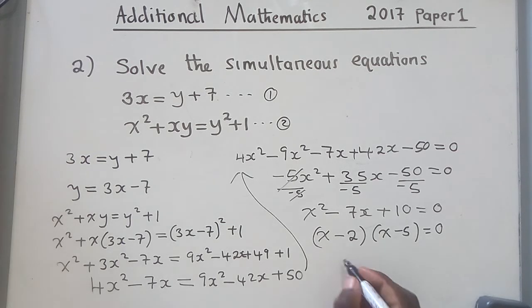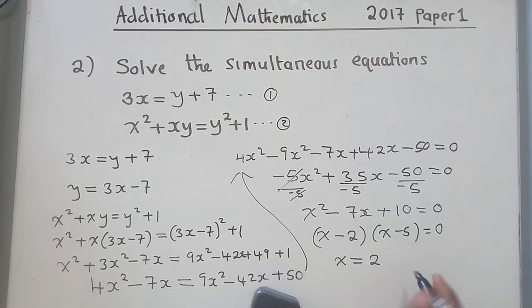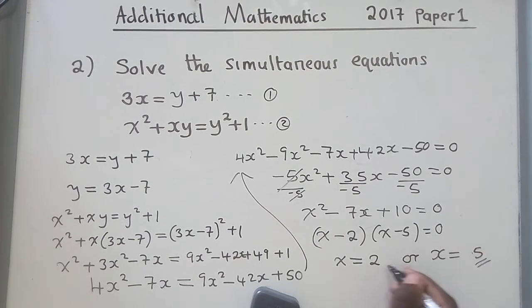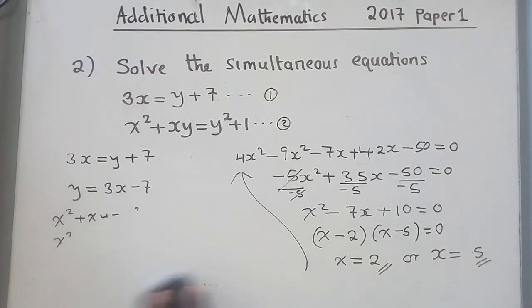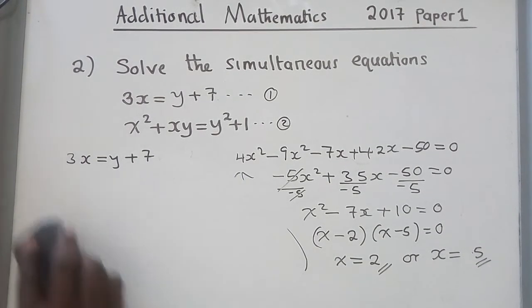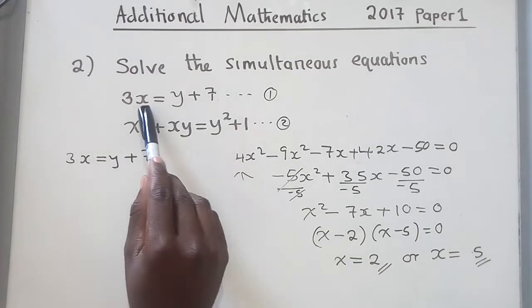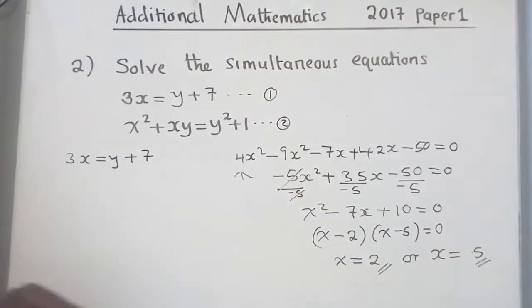So now we can solve. We can say x is equal to 2, or x will be equal to 5. So these are the x values. Since we are done with the x values, we now want to find the y values. So we can get the equation. I think equation 1 will be easier to work with, but if you want, you can get equation 2.